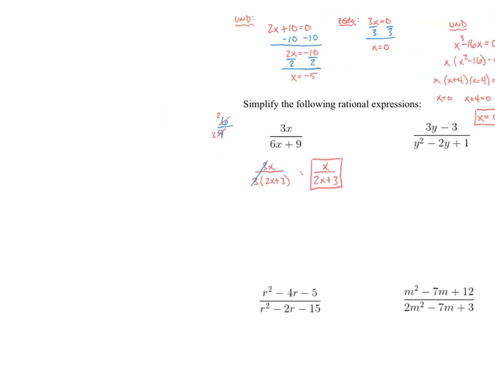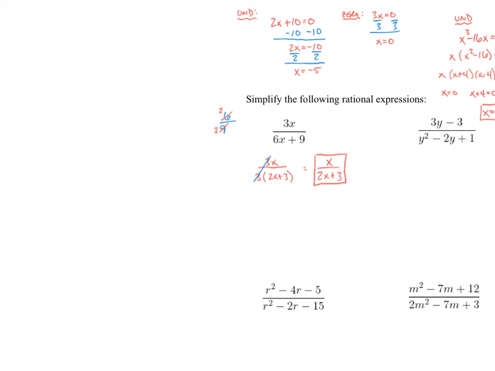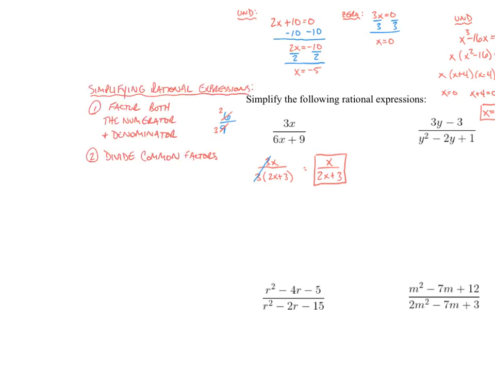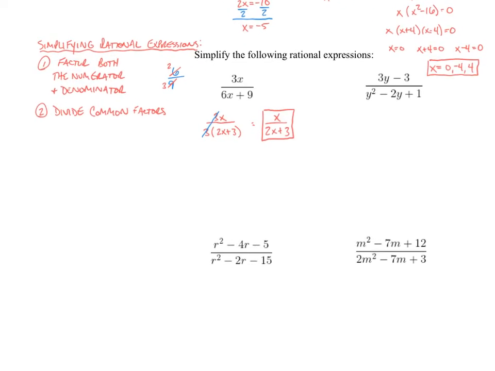So our set of steps here is just pretty simple. When simplifying rational expressions, the first thing we want to do is factor both the numerator and the denominator. And the second thing we want to do is divide common factors. And you might want to pause the video and write those two steps down to help you moving forward here.